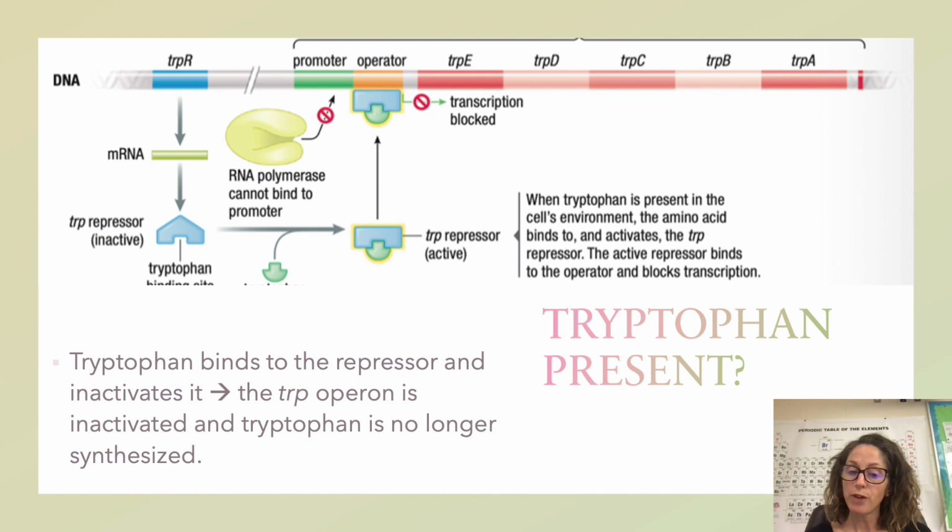However, if there's tryptophan present in the environment, or if the cell has a lot of tryptophan floating around that's not being used, then tryptophan would actually bind to this regulator and activate it. It will then bind to the operator and cause transcription to pause because there's so much tryptophan in the environment or just in the cell that has produced too much. That's going to pause the transcription. We don't need any more tryptophan. Stop it. Stop making it. And that's what happens when we have tryptophan present.